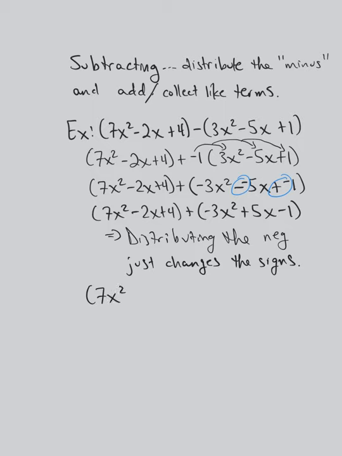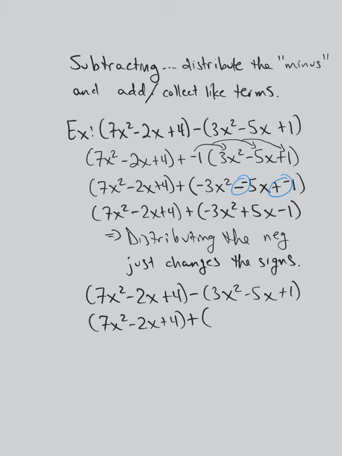So the better way to do this problem is you have 7x squared minus 2x plus 4. I'm just rewriting the problem now. So what you can do is change that minus to a plus in the middle, like that, and then just change all the signs inside. So I had positive 3, so that's going to become minus 3x squared. Then I have minus 5x, so that's going to become plus 5x. And then I have plus 1, so it's going to become minus 1. And the key thing is now we're just adding, and so it becomes just like the last set of problems with adding.